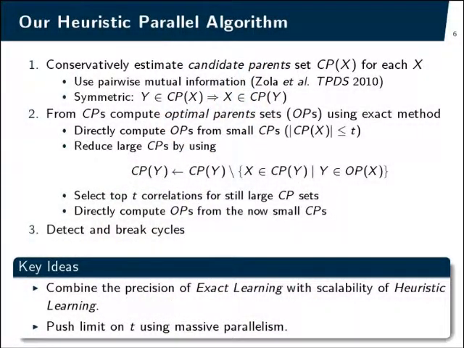Beyond this point, we have only candidate parent sets of size T or smaller. We use an exact algorithm to find the best optimal parent sets from those. Once we have this, there will be some cycles in the graph which we detect and break, because we wanted a DAG. Through this method, we combine the precision of exact learning with the scalability of a heuristic learning solution. The idea is to push the limit of T as much as possible using massive parallelism, because the higher the value of T, the more accurate this output would be.